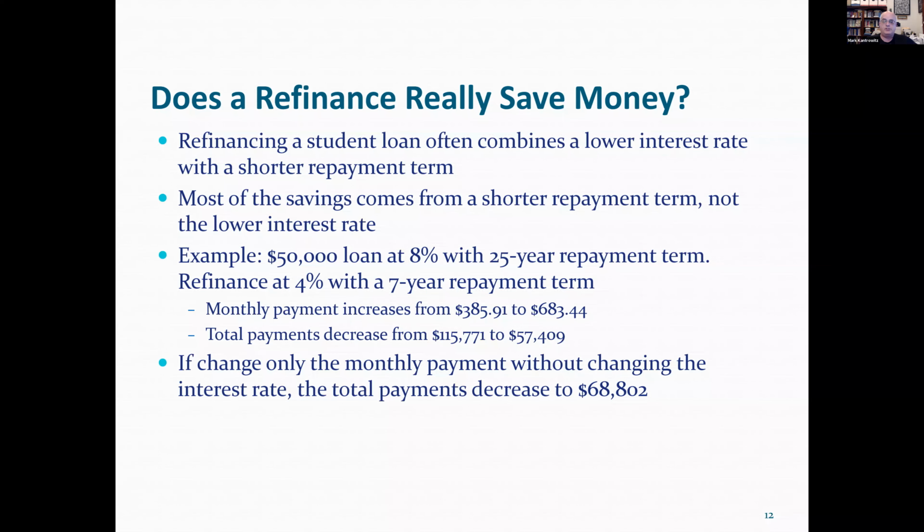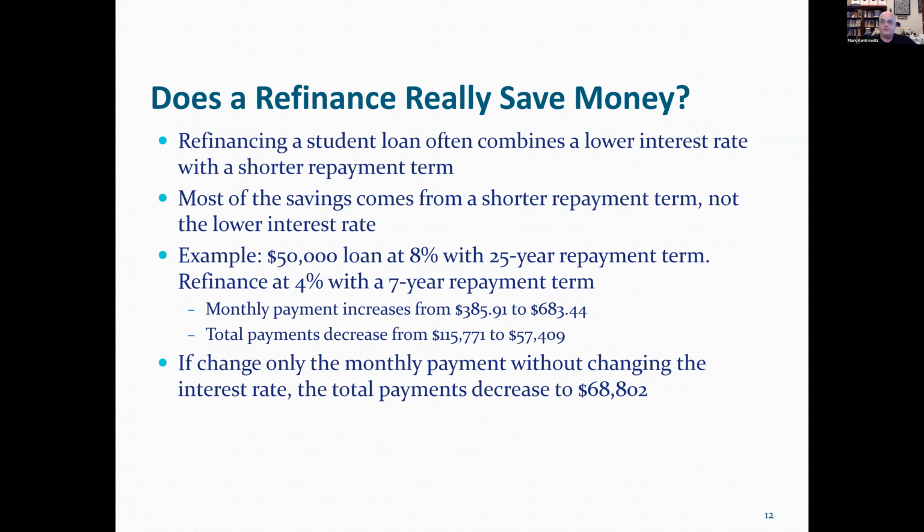The savings from just changing the monthly payment is about 4/5 of the total savings. The savings from a lower interest rate is only about 12% of the total savings. The remaining 6% is due to synergistic effects, the interaction of the interest rate and the repayment term. Now, you can choose a shorter repayment term like this without refinancing your loan, just by making extra payments on your loan.